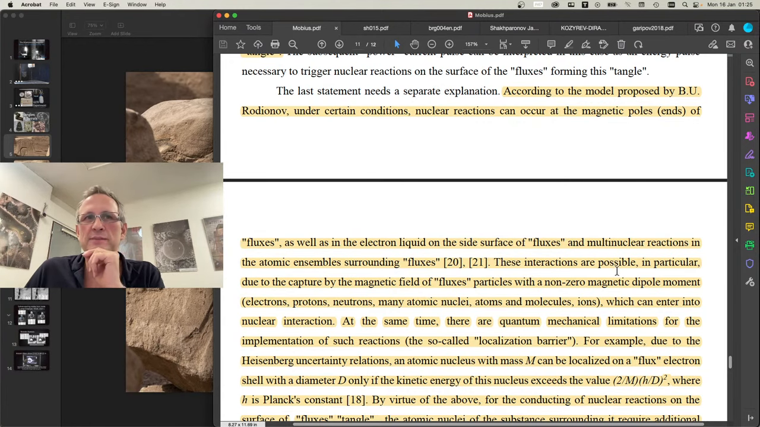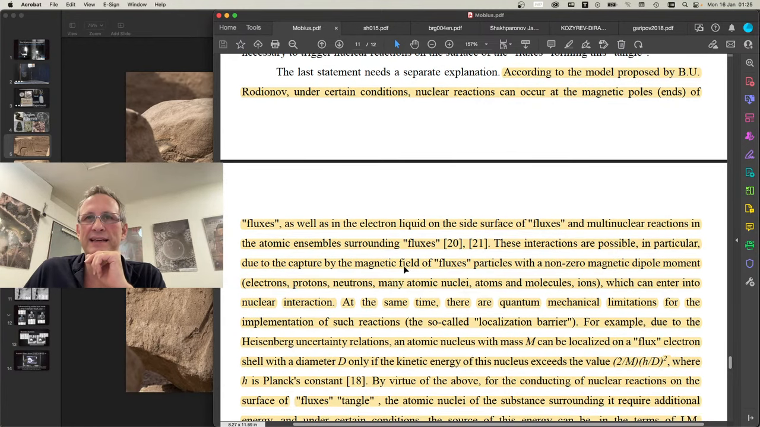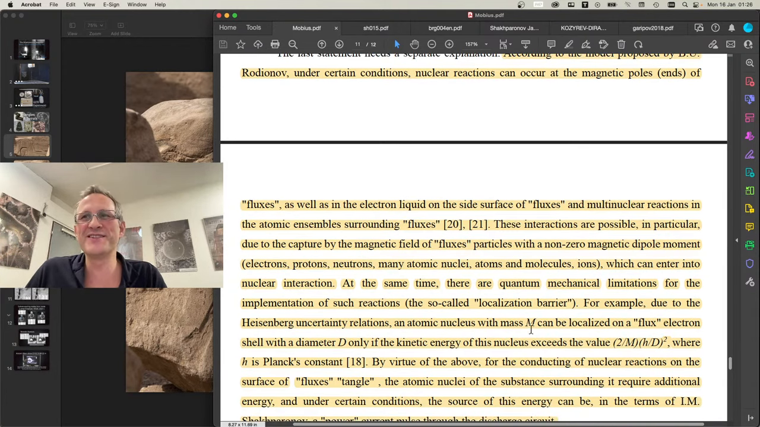These interactions are possible in particular due to the capture by the magnetic field of fluxes of particles with non-zero magnetic dipole moment: electrons, protons, neutrons, many atomic nuclei, atoms, molecules and ions. Boom! That's exactly what I'm saying. That is what we have observed. This is spin nuclei get preferentially interacted with. And we literally see that.